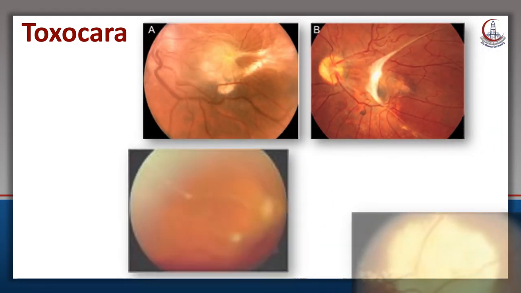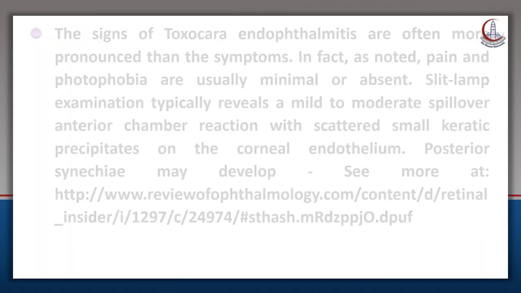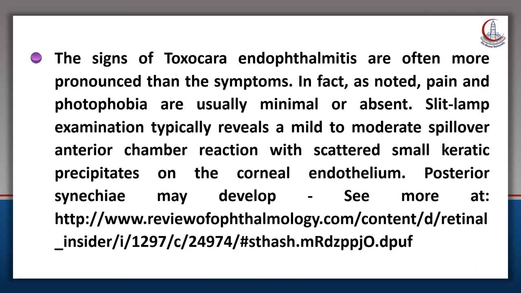Presentations of Toxocara. Here are examples of other presenting pictures of Toxocara with posterior uveitis, granulomas, dragging of the disc, subretinal exudation. So the signs are usually more pronounced than the symptoms. Pain and photophobia are usually minimal or absent. Slit lamp examination reveals mild to moderate anterior chamber reaction with scattered keratic precipitates. Sometimes posterior synechiae.